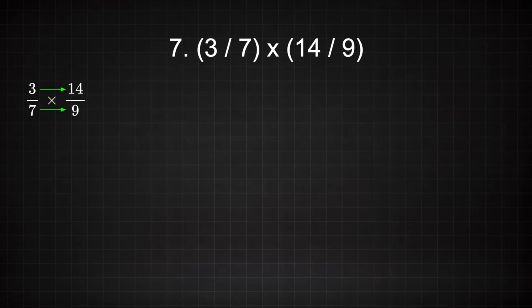3 times 14 is equal to 42, and 7 times 9 is equal to 63. Our resulting fraction is thus 42 over 63. Are we done? Absolutely not. This fraction can be simplified. We now have to find a number that can fit evenly into both numerator and denominator. We would prefer the greatest common factor, but sometimes we just have to use what we know.